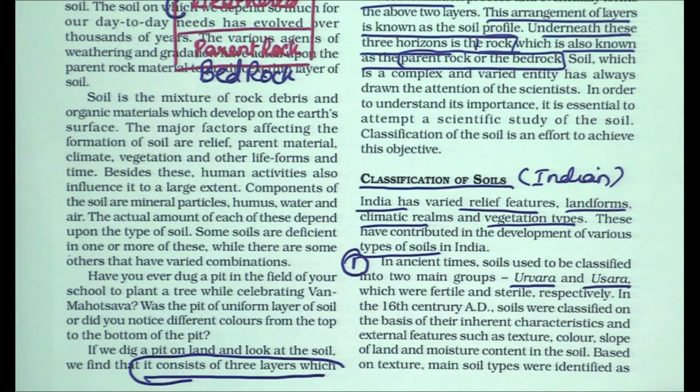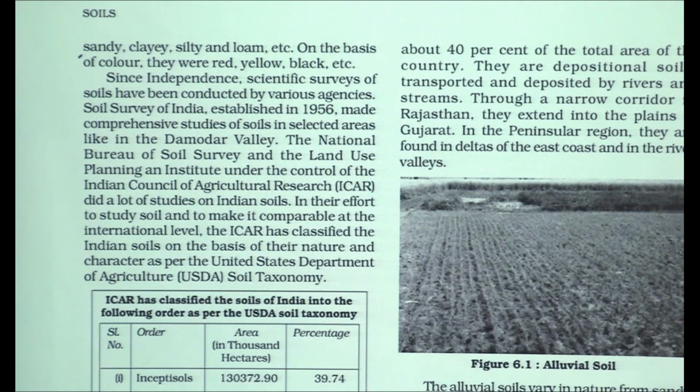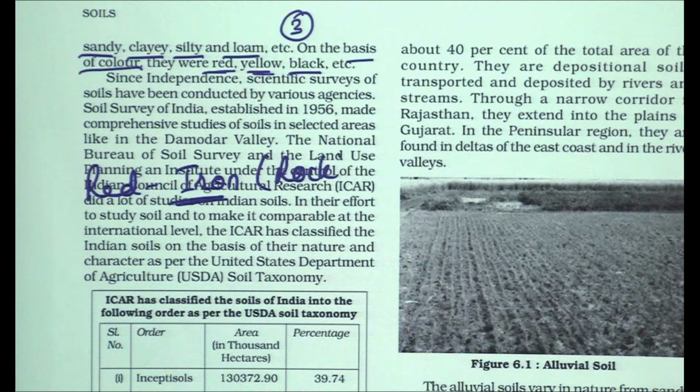Then the second category that we take is the basis of its characteristics. So, reading it from here, based on the texture, main soil types are identified as sandy, clayey, silty and loam. And if I read statement number 3, on the basis of color, they can be red, yellow, black. Mind it, when I am red, I am iron rich. So, I will be largely deriving my characteristics from rock, parent rock, which is facilitating my development.